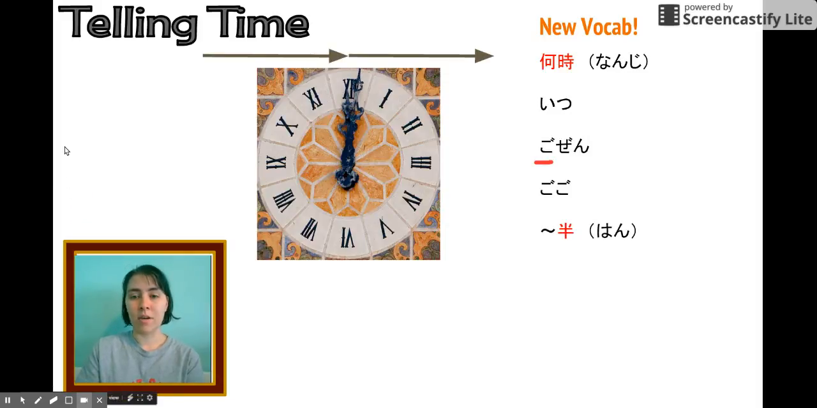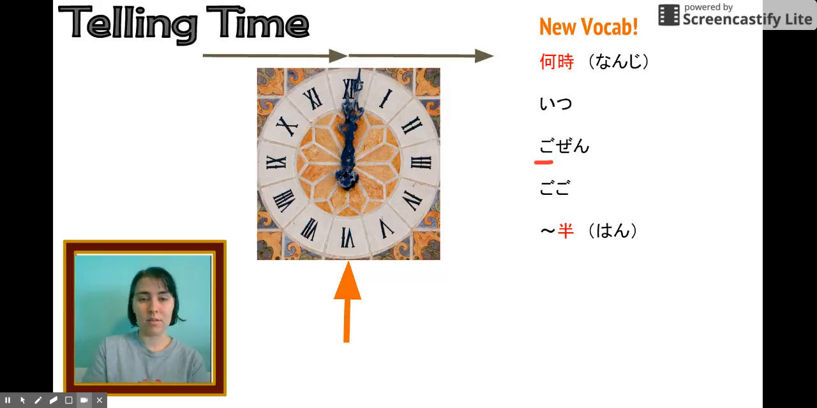Han, another kanji we're going to be learning. Han, also known as 30 or half. It doesn't mean 30, it means half. Specifically half past. So niji han would be half past 2.